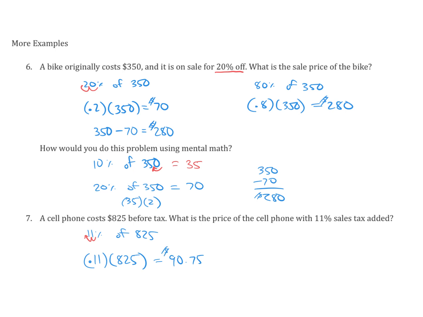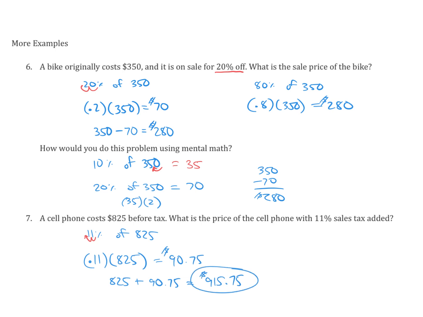Now, tax is extra money you have to pay, so it's going to make the price go up. So we're going to add that to the $825, the original price, add on $90.75, and we get a final price of $915.75 with tax added.